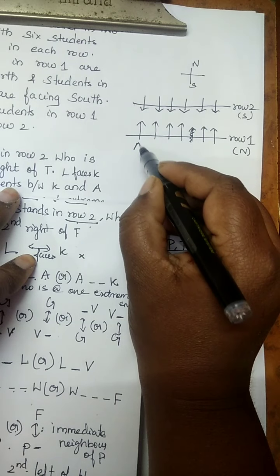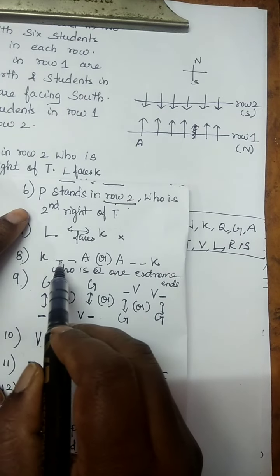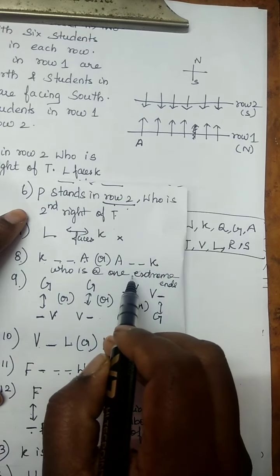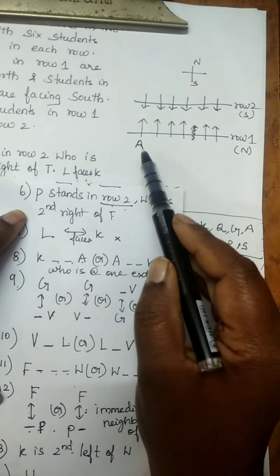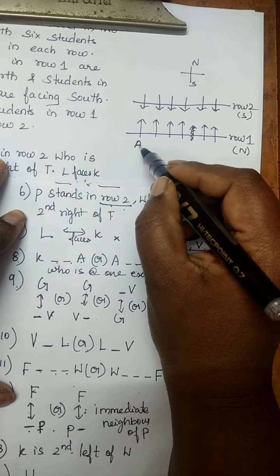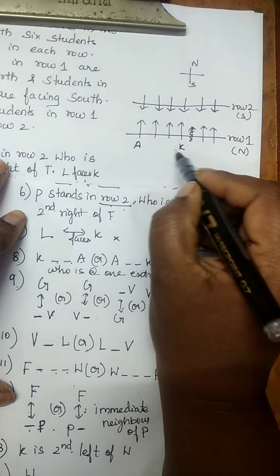Right here A. Now see the clue. Two persons between K and A. Who is at one extreme end? I will take A as here. So A is at one extreme end and two persons between K and A. 1, 2. Two persons between K and A.